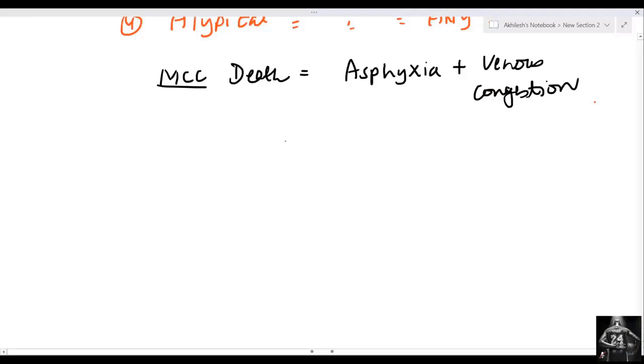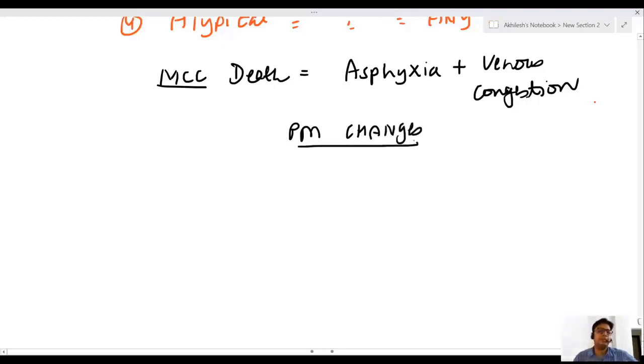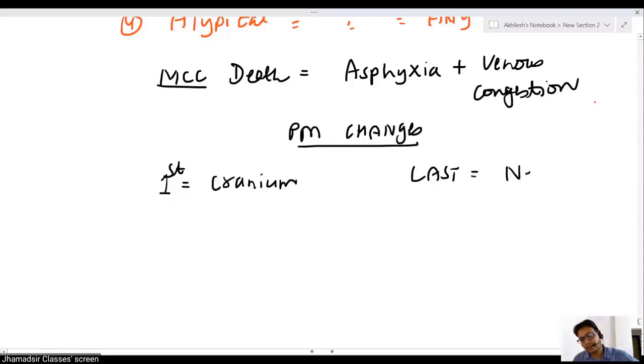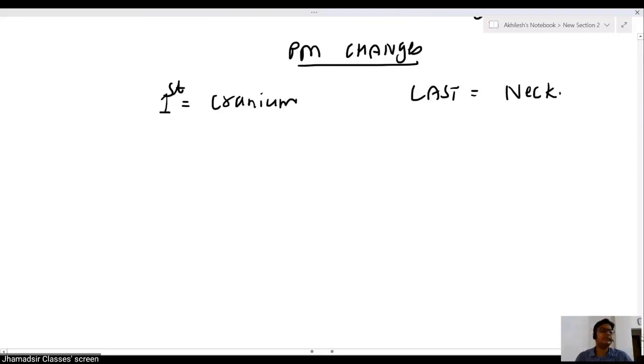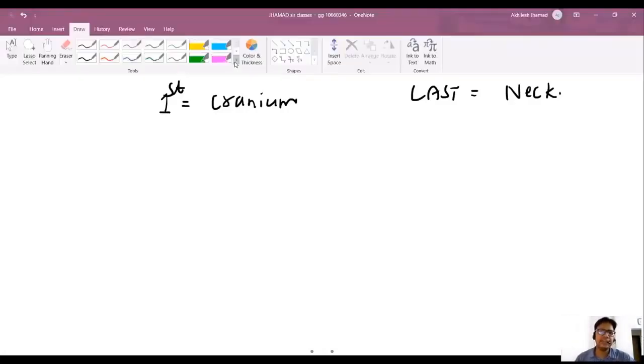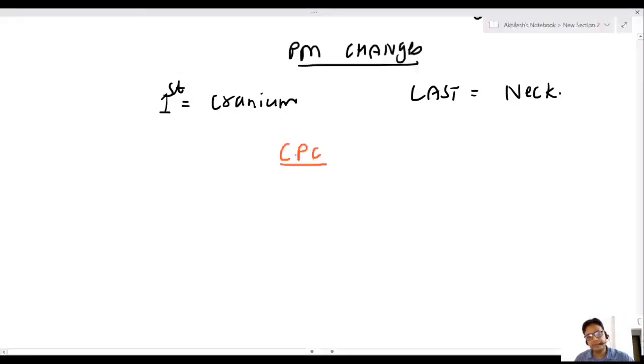Now, sir, come to postmortem changes. What are the findings which you have to see? I have already told you, in hanging, the first cavity to be opened should be the cranium, and the last cavity, in all asphyxial deaths, should be the neck. In hanging, most of the time the cause of death is asphyxia. So CPC: cyanosis, petechiae, congestion. This can be present, this can be absent.